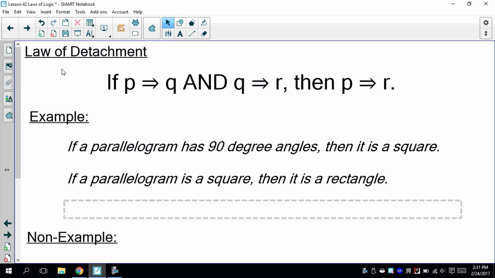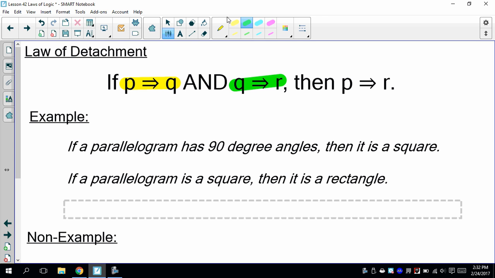So something new is this law of detachment. So in the law of detachment, we're going to have two conditional statements. We've added a new letter in here, R. It's sort of like the conclusion of the second statement, I guess.